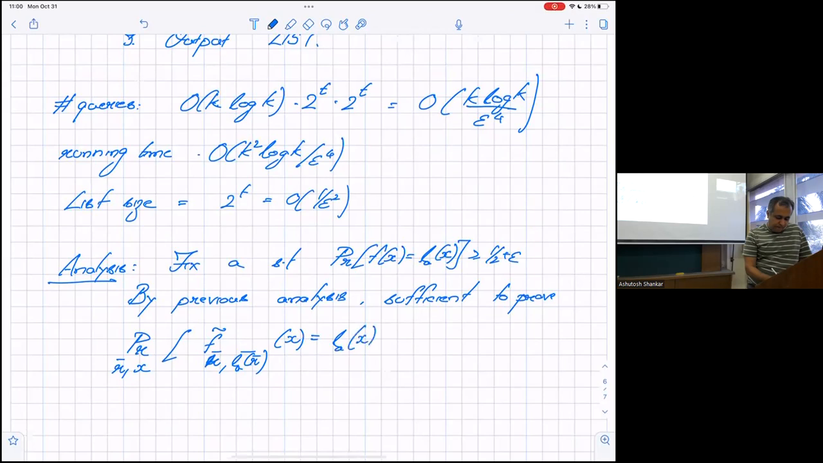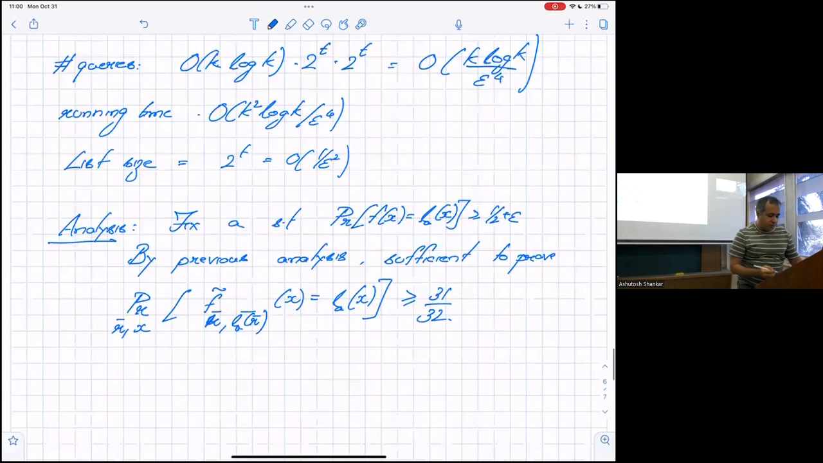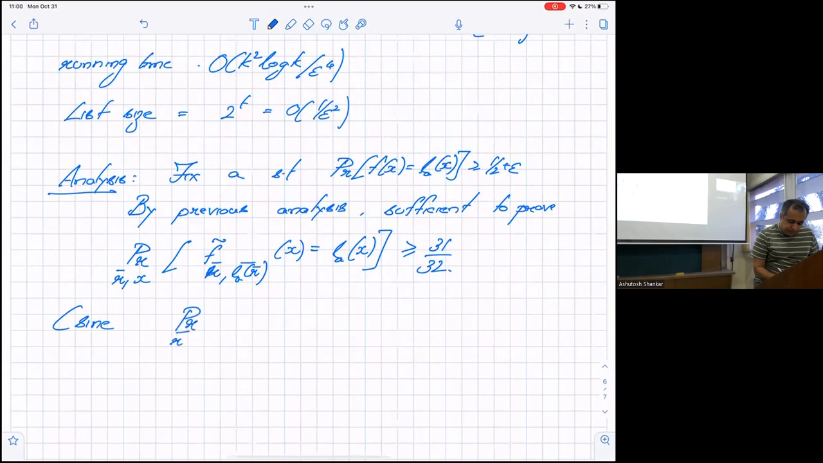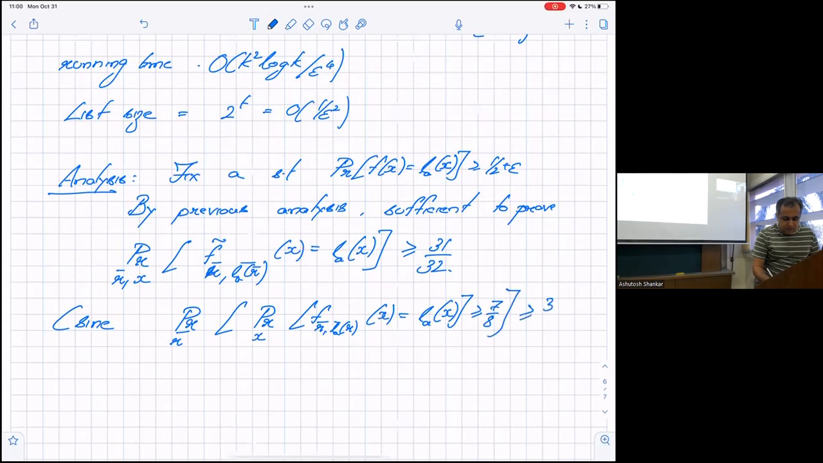If I show that this is greater than 31 by 32, I would be done. So once again, why would I be done? Since the same argument, from here you can show that the probability over R bar, over x, that f of R bar, L A bar R X is equal to L A X is greater than 7/8, is greater than 3/4. Therefore, for at least 3/4 of the values of the outer guide, you will be putting in functions which are at least 7/8. So this is a good input for GLW, and GLW will work.